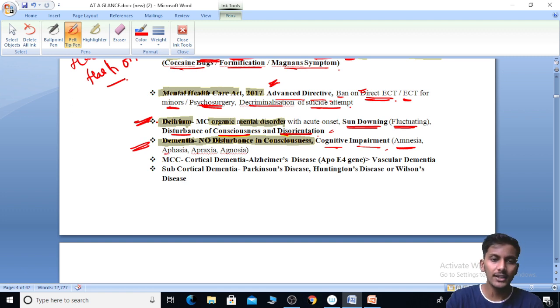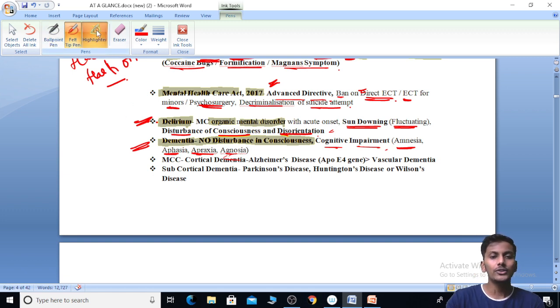Right, there would be aphasia. The patient would not be able to speak. That is aphasia. There would be apraxia. The patient would not be able to perform motor acts. That is apraxia. Agnosia. The patient is not able to recognize or identify faces. Right? So all of these cognitive impairment features would be seen in cases of dementia.